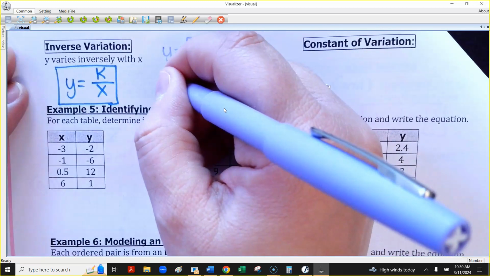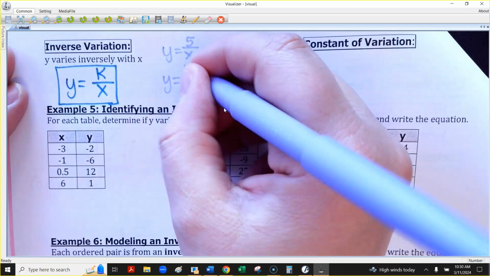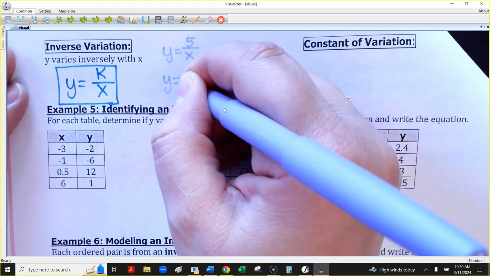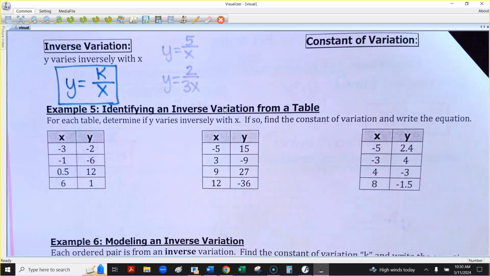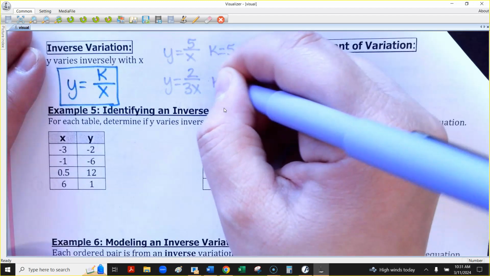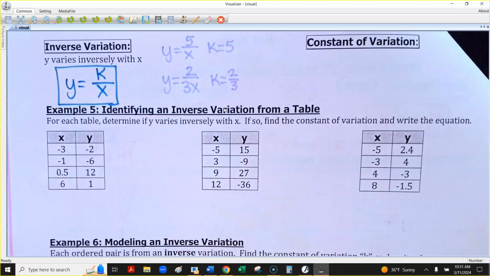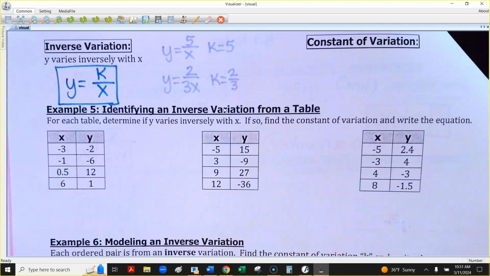As long as the variable's in the bottom, you could have something like, I'm just going to make something up, like let's say I had 2 over 3x. You could have something like that too. In this little example, k would be 5. In this little example, k would be 2/3. But as long as your x is in the bottom of the fraction, and it can't have a number with it, as long as it's in the bottom, that's going to be what we call an inverse relationship.